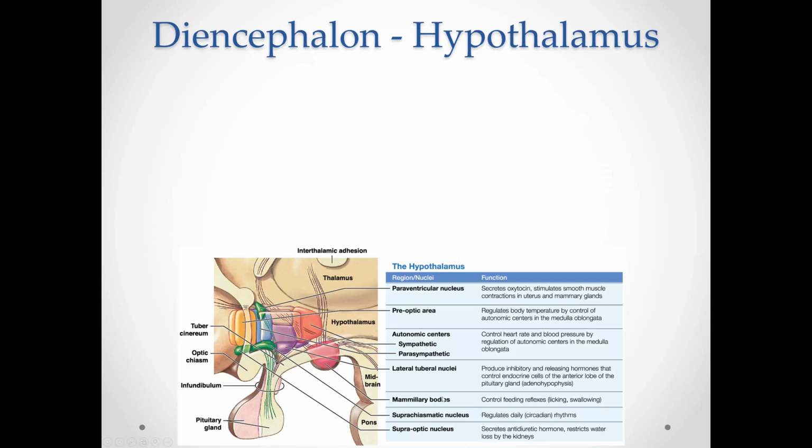And the last structure of the diencephalon is the hypothalamus. So if you look at the picture down here, here's our thalamus up here. Here was the interthalamic adhesion that connects one to the other. The hypothalamus sits right under the thalamus. So the name hypo, remember, hypo means below or lower. So hypothalamus, it's below the thalamus.